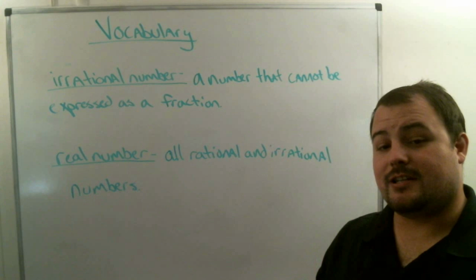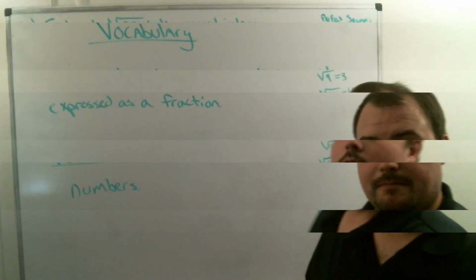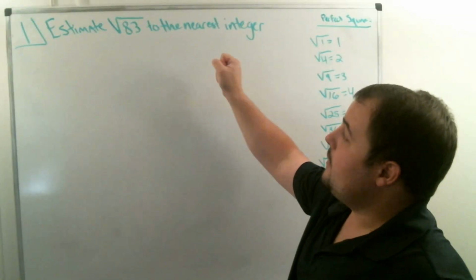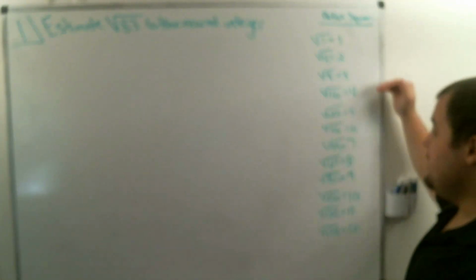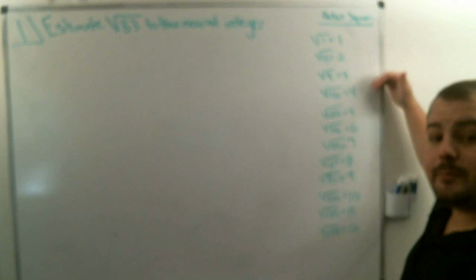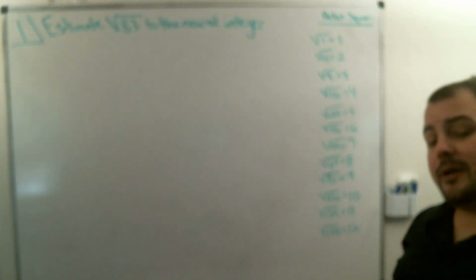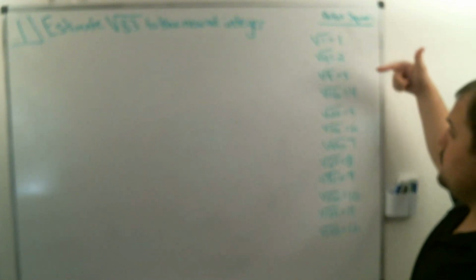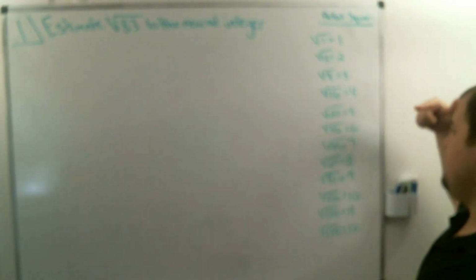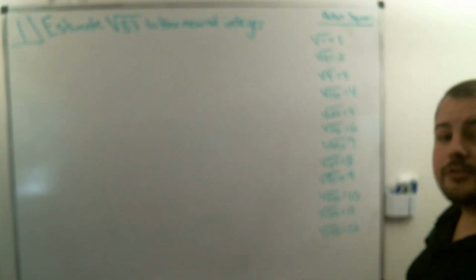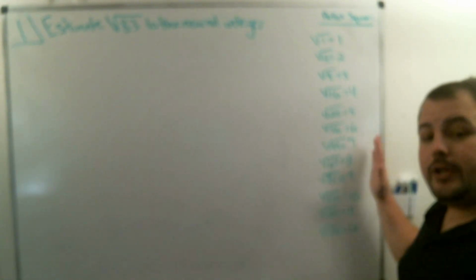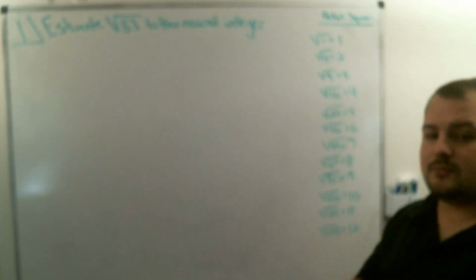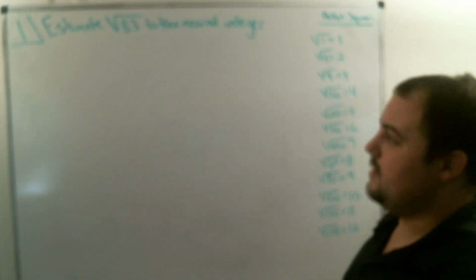Let's go ahead and start lesson 9 and then move right into lesson 10. Alright, for our first example, we're going to be estimating the square root of 83 to the nearest integer. What I did here was I wrote down all of the perfect squares that I know, all the way up to 12. Square root of 1 is 1, square root of 4 is 2, square root of 9 is 3, square root of 16 is 4, and so forth, all the way until I got to 12. You should have this from the previous lesson. This is why I said it's important to know your perfect squares.